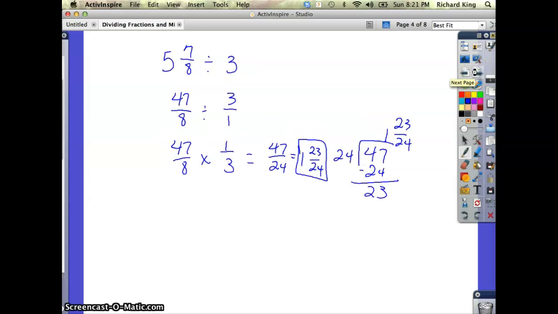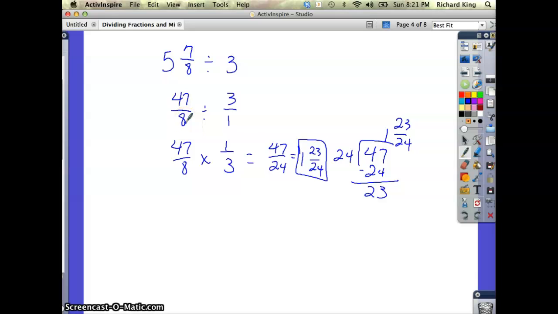Here's another example, 5 7/8 divided by 3. Again, dividing by whole number, so put 3/1 to make it a fraction. Popcorn to 5 7/8. 8 times 5 is 40, plus 7 is 47. Keep the same denominator of 8. So now you have 47/8 divided by 3/1.